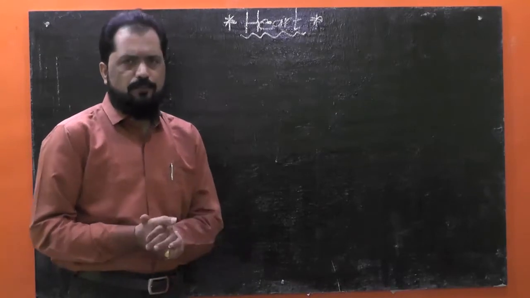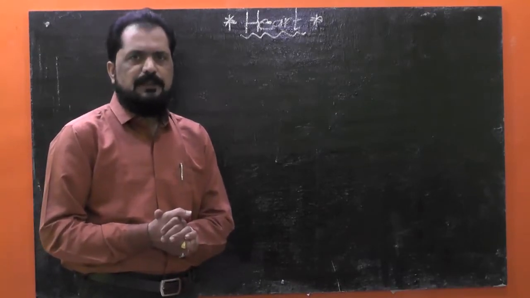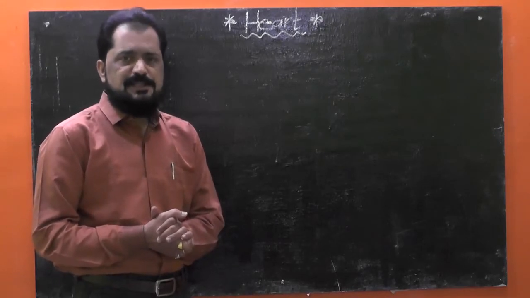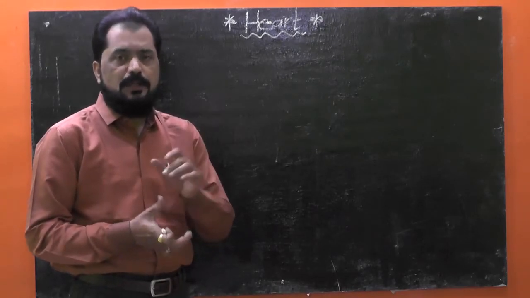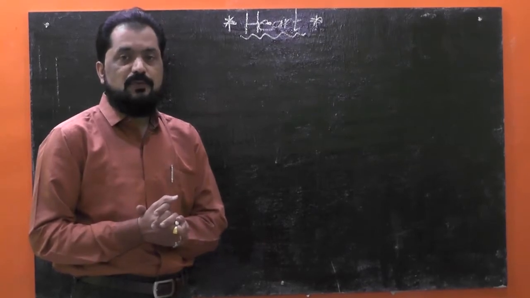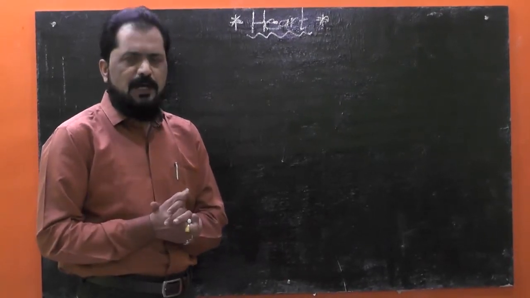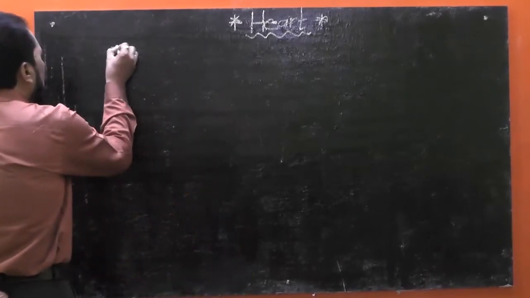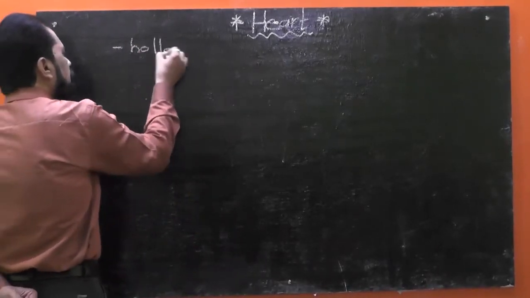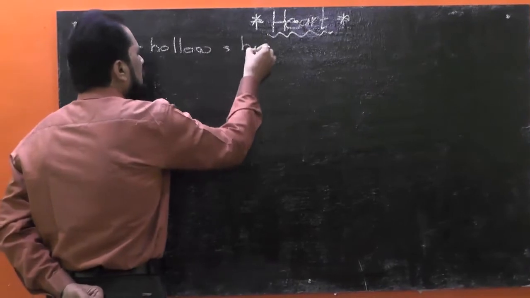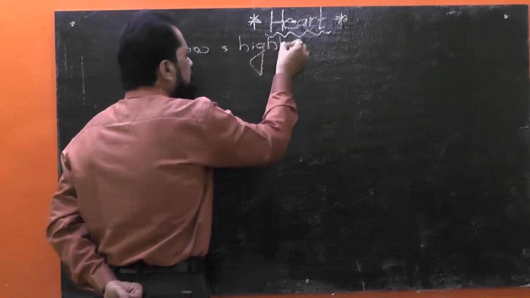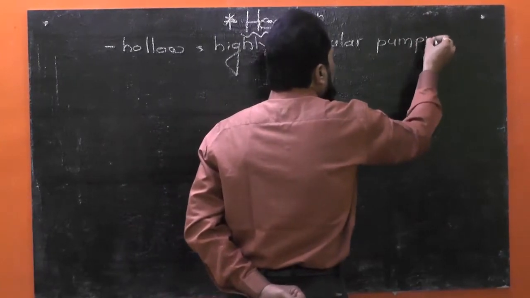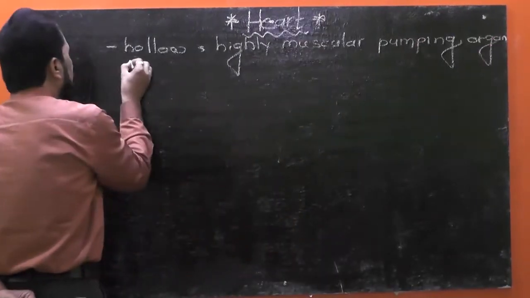All of you know that the heart is a vital organ and it is considered as a pumping organ of blood vascular system. The heart may be defined as a hollow and highly muscular pumping organ of blood vascular system.